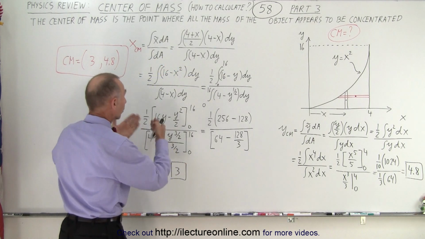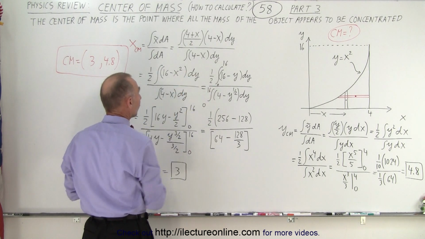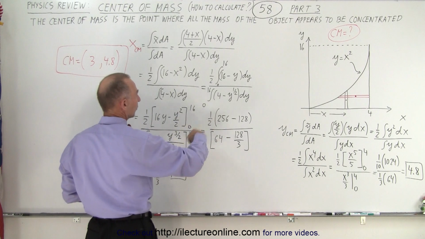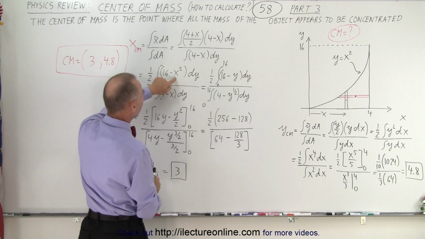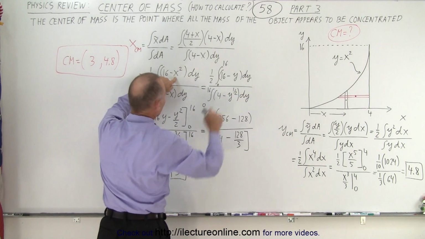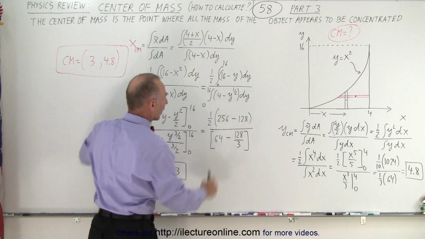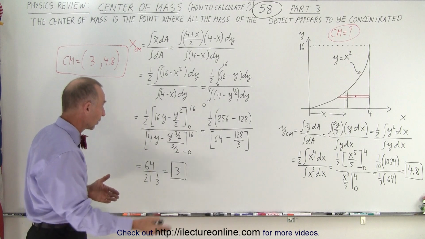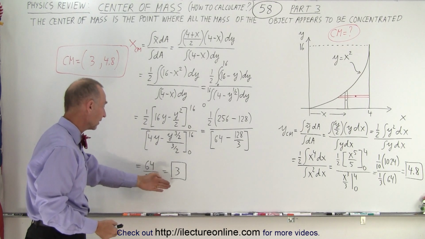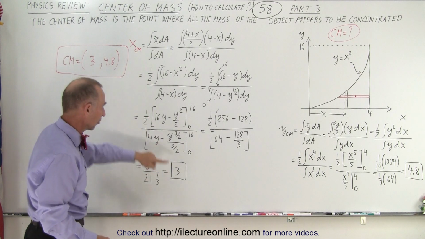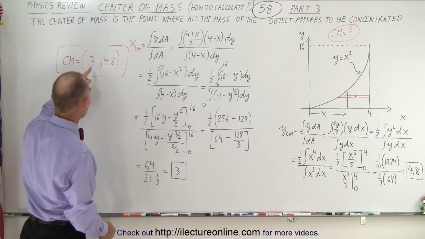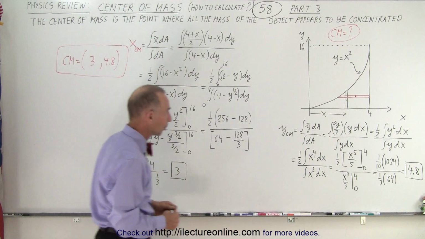Again, we end up with an equation where we have the x variable and a dy, so we have to convert from the x variable to y. So here x squared becomes y from that equation, and x becomes the square root of y. Again, you integrate both the top and the bottom, you plug in your limits, and you find out that the center mass in the x direction is equal to 3. And so therefore, we see that the center mass is at x equals 3, y equals 4.8.